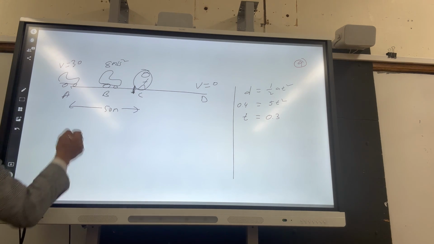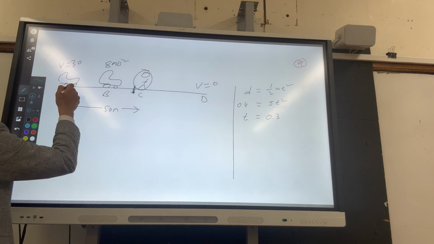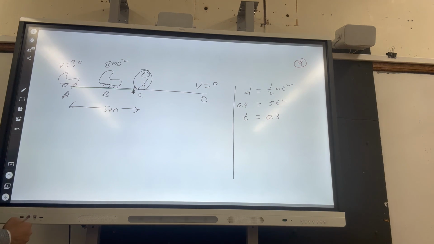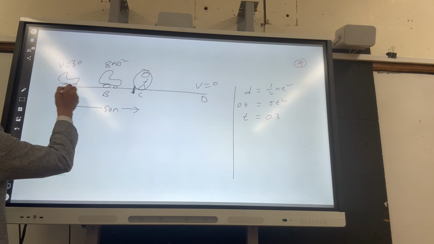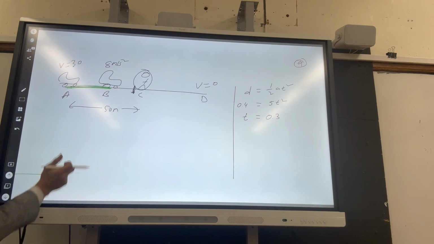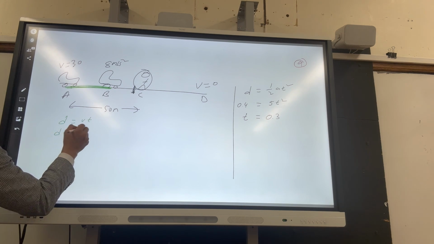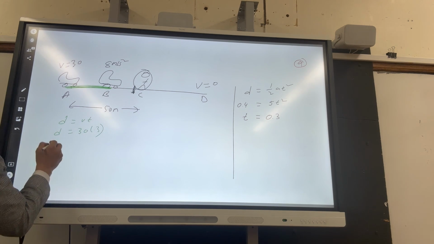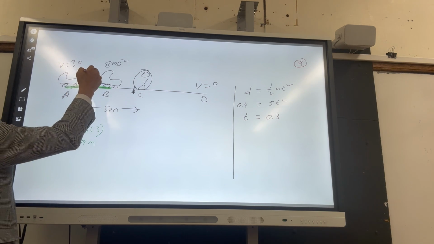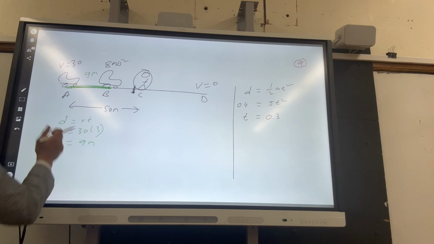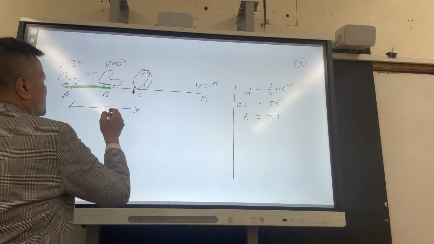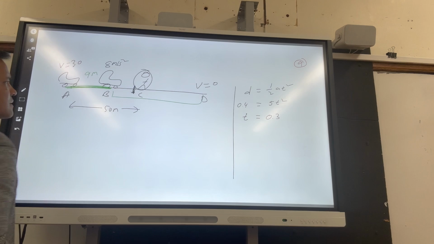Okay, now from A to C, we know 50, but we have to find A to B. Why? Because that's the car moving with constant velocity. d is equal to vt. So d is equal to 30 times 0.3. So d is equal to 9 meters. Okay. So A to B is 9 meters. Right. So now we want to find B to D.